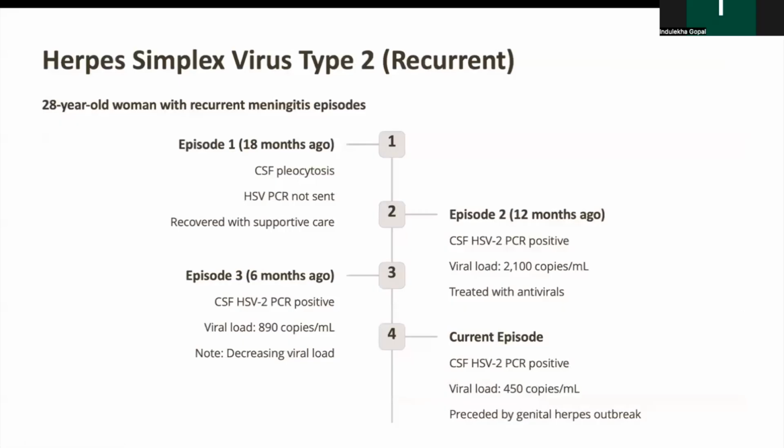HSV meningitis. This is a case of a 28-year-old female with recurrent meningitis episodes. In the first episode, we only see the CSF pleocytosis, and the HSV PCR was not sent. Then the patient came back again, the HSV PCR was sent and was positive, and the patient was treated with antivirals. Then she was admitted again with a third episode. We don't usually do viral copies, but certain other institutions do, and you see a decreasing viral load.